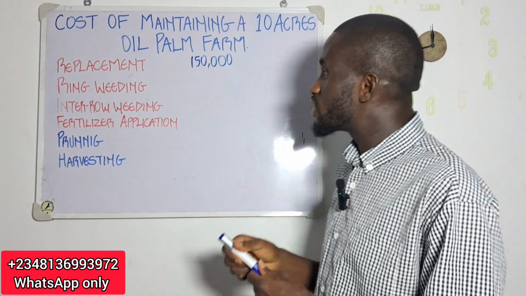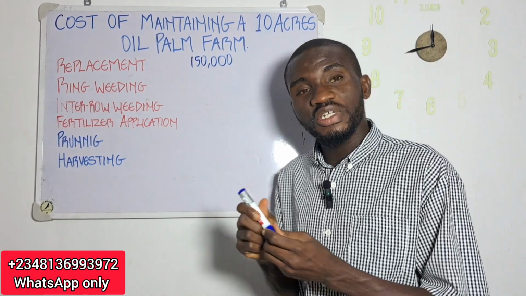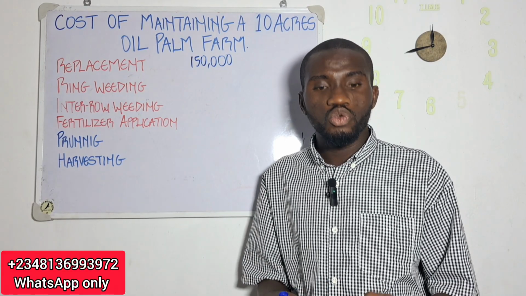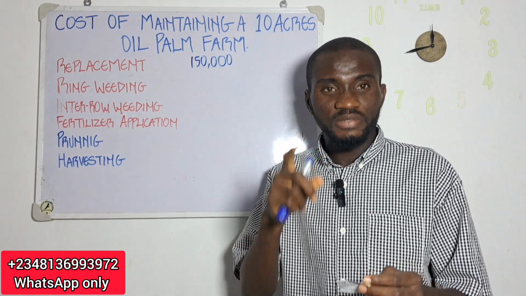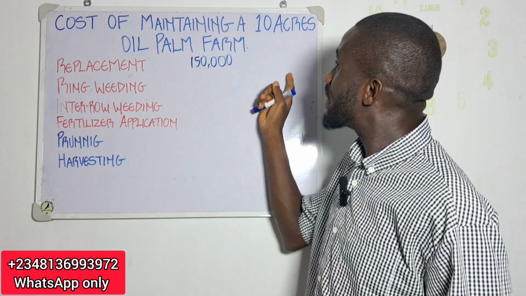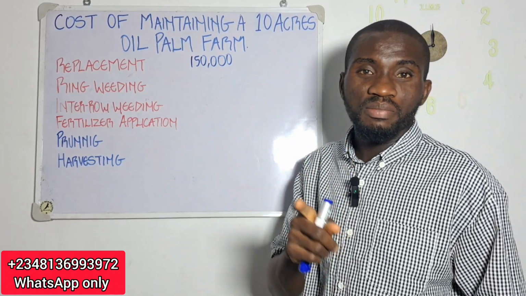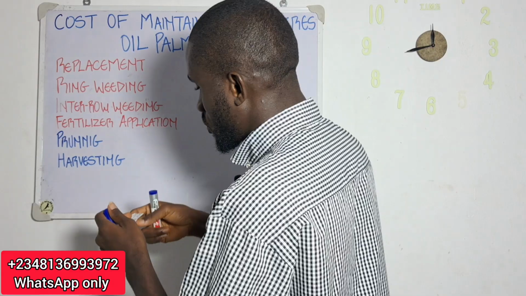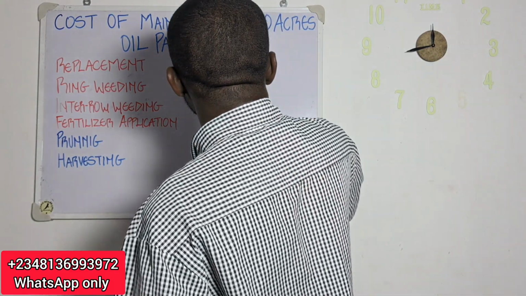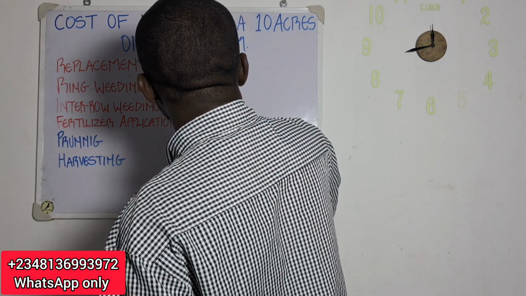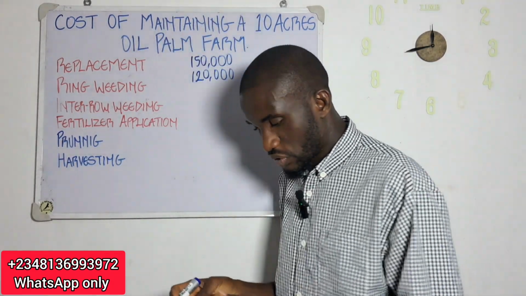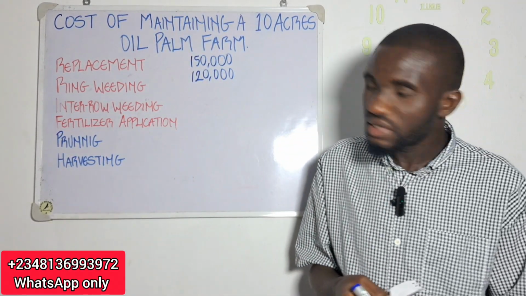Ring weeding is usually done at the rate of 200 naira to ring weed one palm. You'll be doing it at 200 naira each. So 200 naira multiplied by the 600 palm trees you have on your farm will give you 120,000 naira. So that is 120,000 naira.